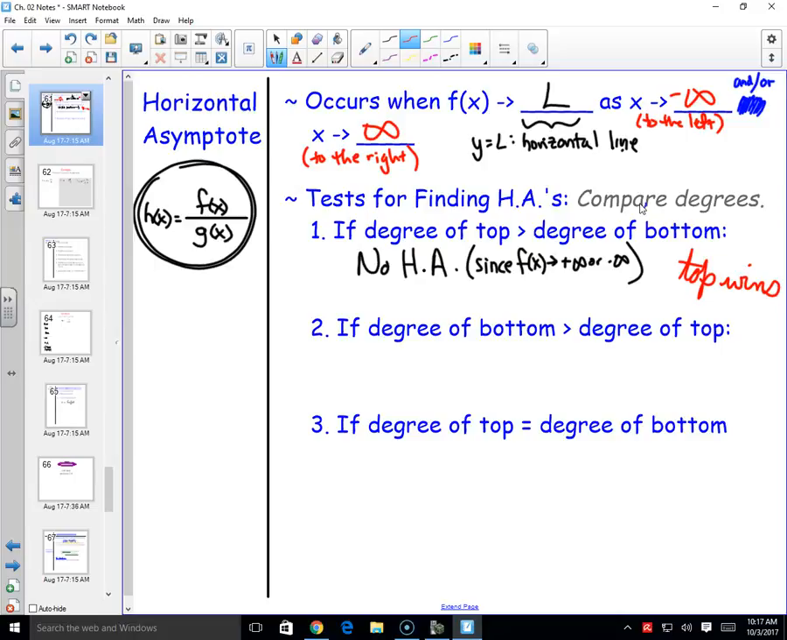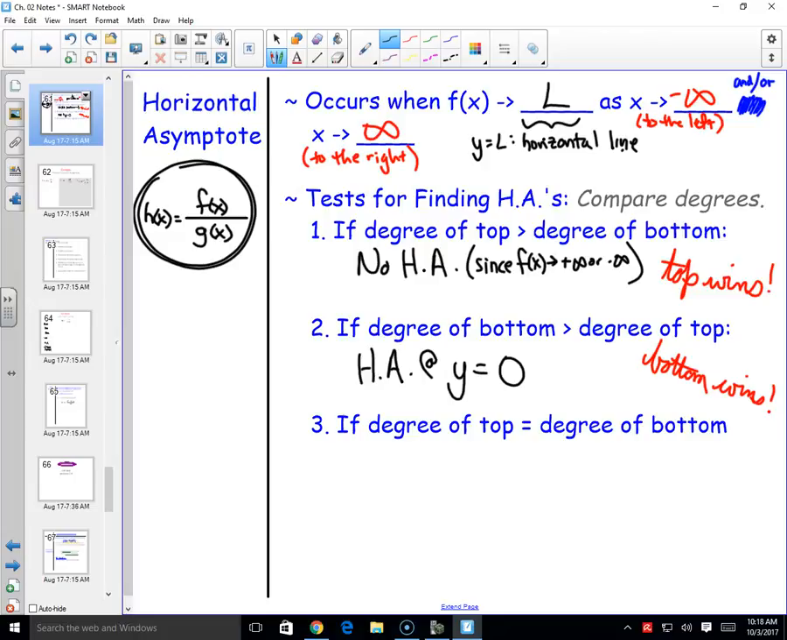But number 2 says who wins? Bottom wins. If the bottom wins, that division is not going to get you a polynomial. Top wins in the first one, bottom wins in the second one. The third one, their degrees tie. If the bottom wins, the top isn't strong enough to go to infinity. The bottom is going to keep cutting into it as x approaches infinity or negative infinity. Long story short, you are going to have a horizontal asymptote. And it's going to be the most drastic one because it's going to be just 0.